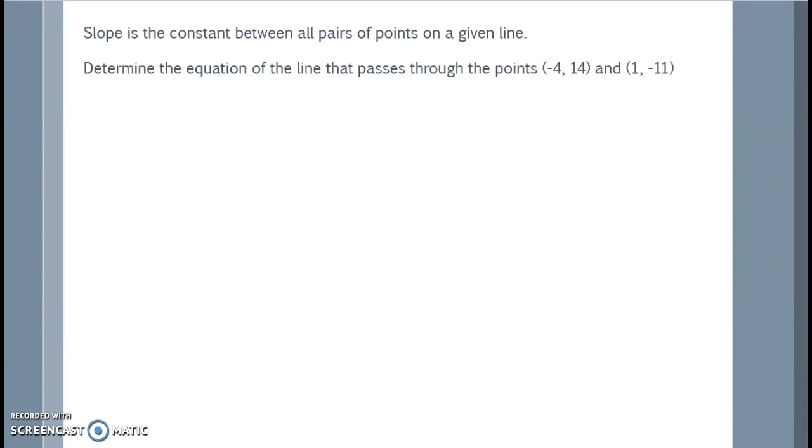We just talked about slope and y-intercept. Slope is the constant between all pairs of points on a given line. Determine the equation of the line that passes through the points (-4, 14) and (1, -11). Well, if I were to draw a line that would create these points, I would see that we have a positive slope here since we're going up and to the right.